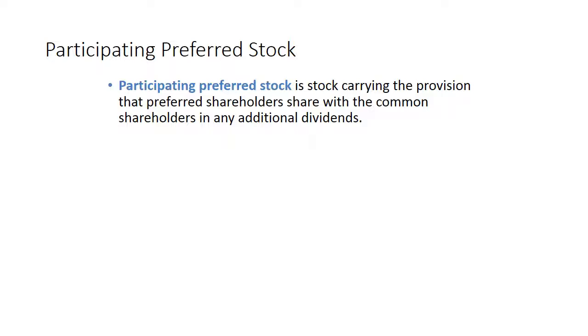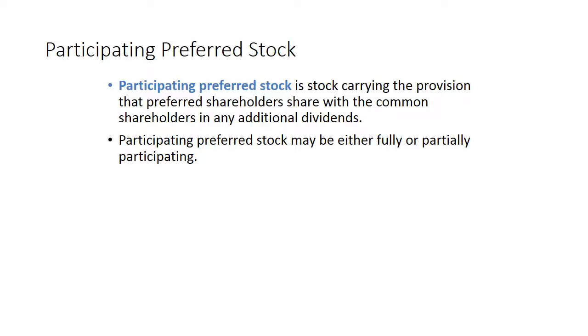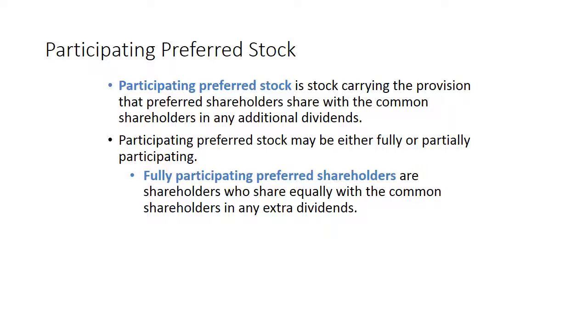Now, sometimes they're a little snafu-y. Participating preferred stock. Some preferred stocks carry a provision that preferred shareholders can actually get more of a dividend after common shareholders get their dividends. It's called participating. It may be either fully or partially participating.